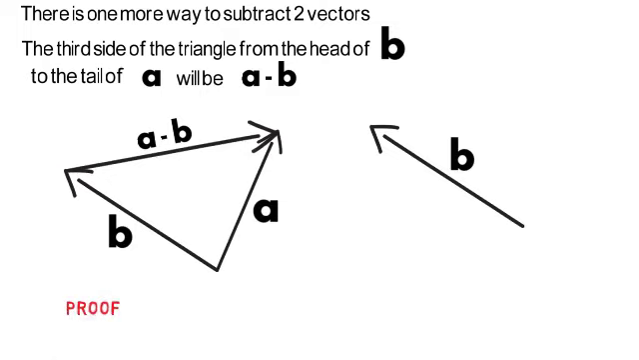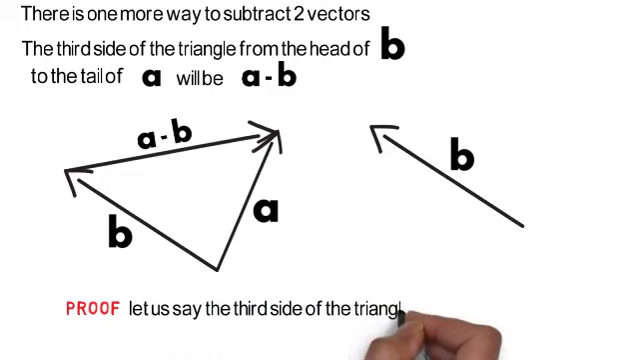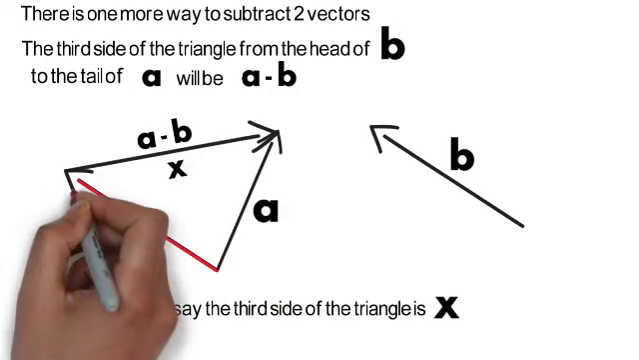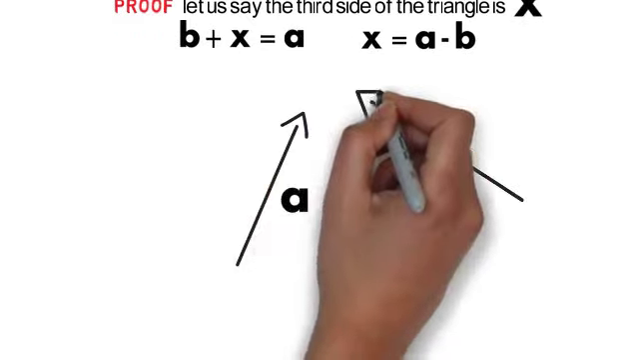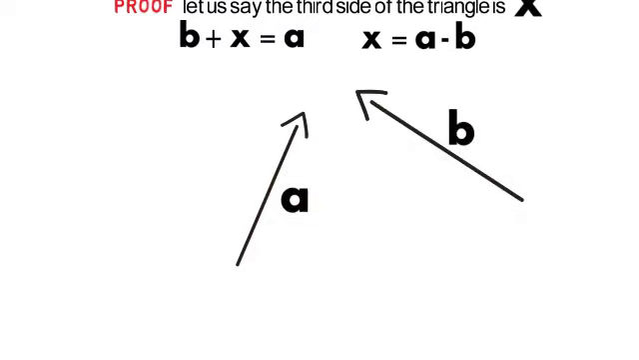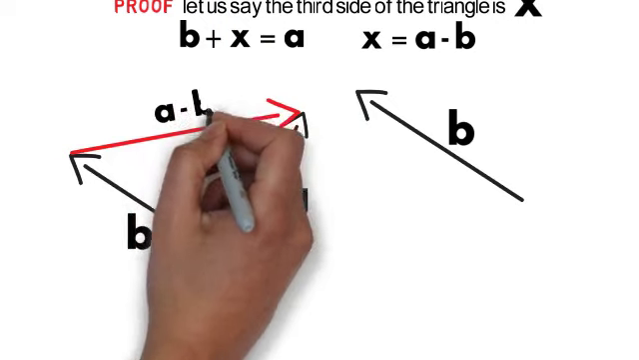The proof of this is very simple. Let us say the third side of the triangle after joining the tail of the two vectors is x vector. In this triangle, from the triangle law of vector addition, B vector plus x vector will be equal to A vector. Thus, B vector plus x vector will be equal to A vector, and therefore x vector will be equal to A vector minus B vector. This is the method which we are going to use to subtract two vectors. We put the tails of the two vectors we want to subtract over each other. The third side of the triangle will represent the difference of these two vectors.